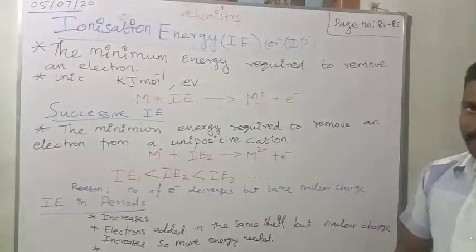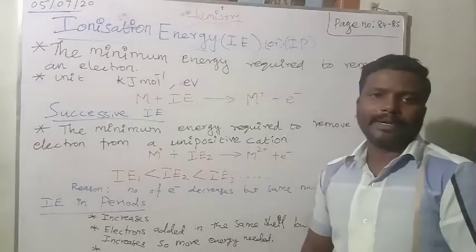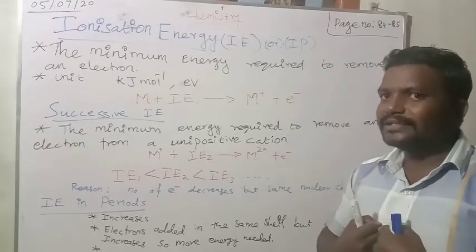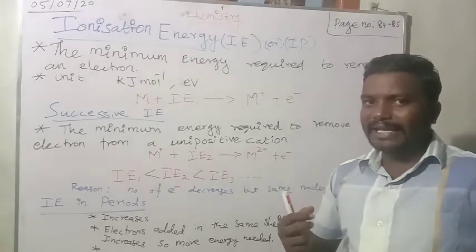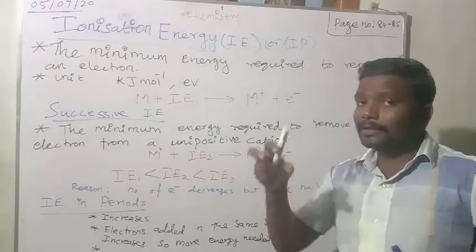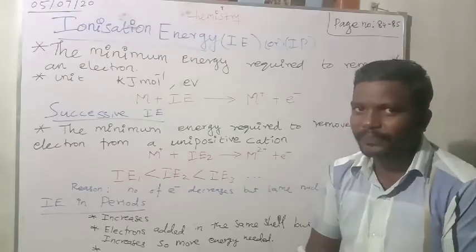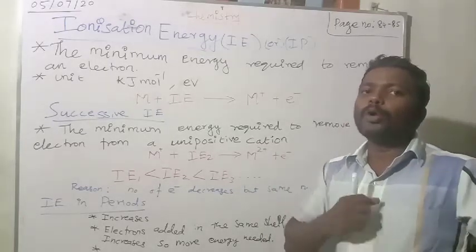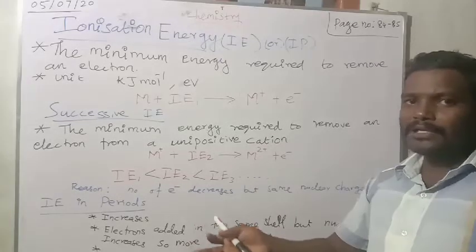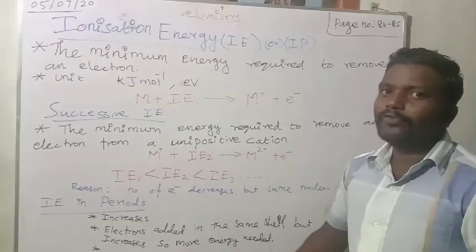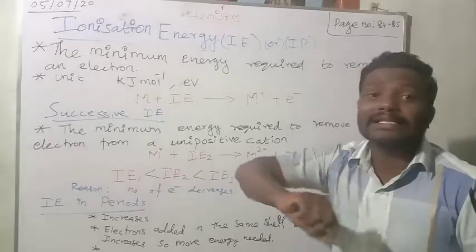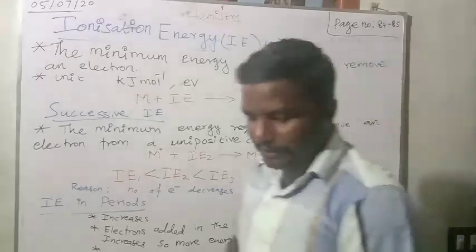Size will decrease. Here you have to note the point, my dear students. The size decreases means the distance between the valence cell electron and the nucleus becomes less. Distance less means it has more force of attraction between the nucleus and the outer cell. More force of attraction means you cannot easily remove the electron.